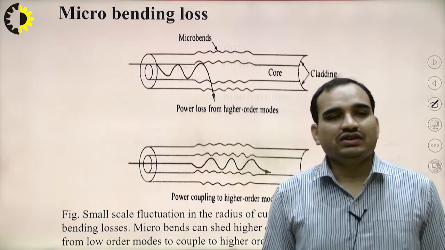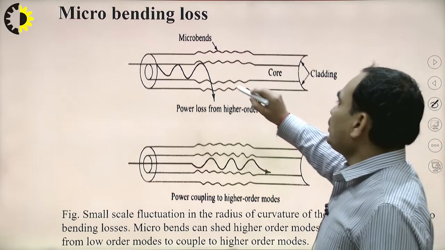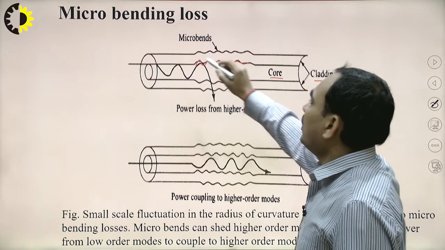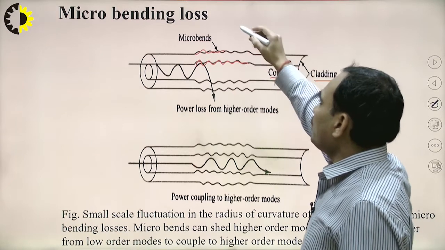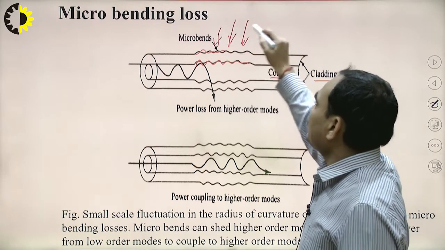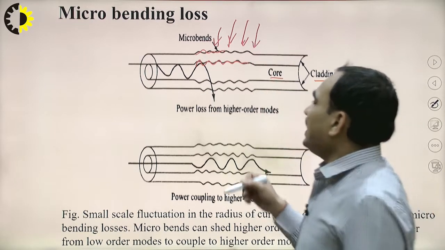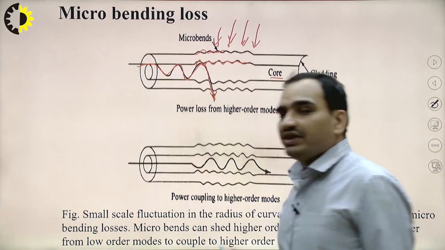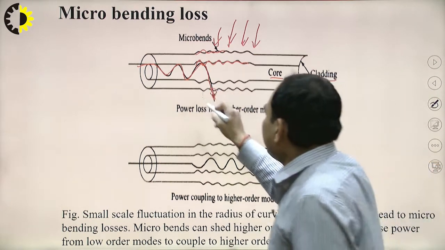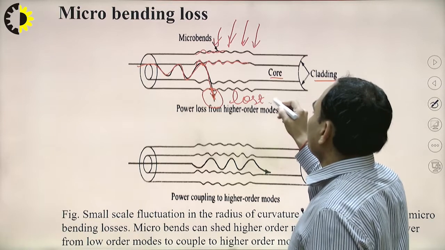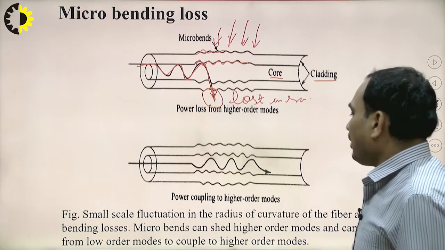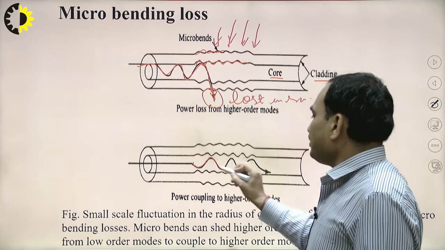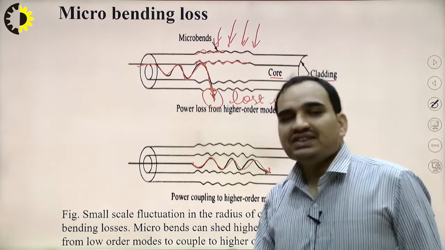Let's first discuss with a diagram. At the time of manufacturing, the core and the cladding may have very small bends, or it may be possible that due to external force or pressure, these bends may occur. When these bends occur, the optical wave or the light will divert into the cladding, so that light is lost in the form of radiation. Here we can see power coupling to the higher order mode. It is even possible that due to these microbends, the light propagating inside the core changes its pattern or mode.